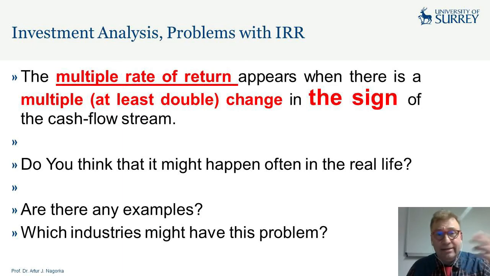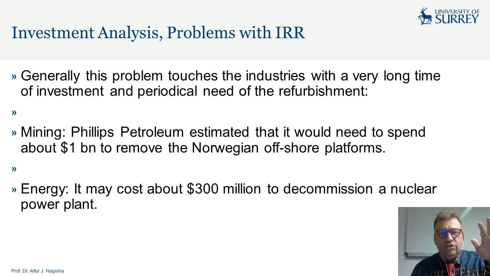Do you think it happens often in real life? Are there any nice examples? Because we just had this iron mine, so which industries might have this problem? Fine. So generally this problem touches the industries with a very long time of investment, and then a periodical need of refurbishment, reconstruction, and cleaning, when suddenly the flow will go down on the opposite side, giving the minus figure.